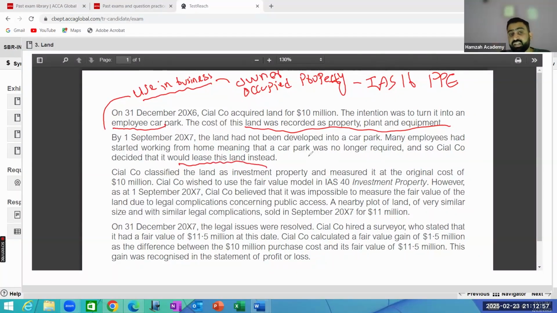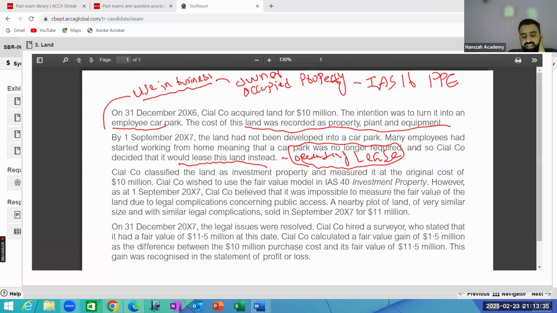Now, if the lease is an operating lease, and normally in case of land, the lease is always an operating lease, unless at the end of the lease term you are going to transfer the legal title. Otherwise, land is usually treated as an operating lease, and if nothing is mentioned, it is presumed to be an operating lease.